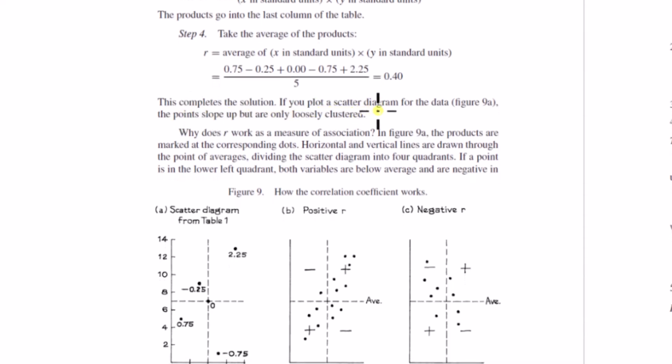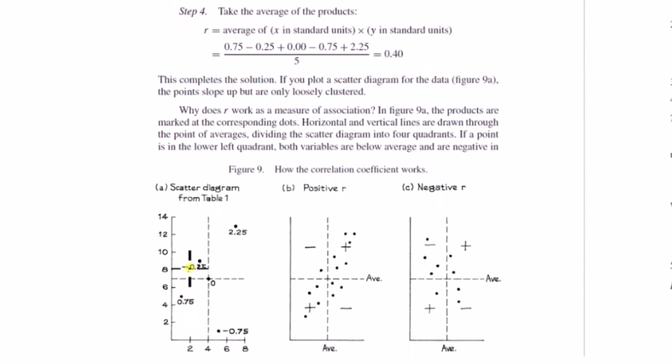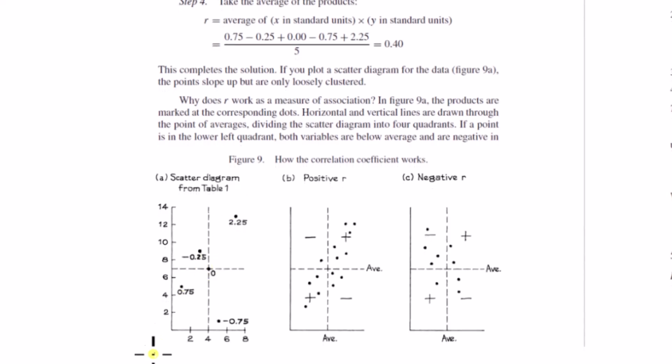If you plot a scatter diagram for the data, the points slope up but are only loosely clustered. So with 0.40, it's an upward slope. Here are the points. They slope up, but it's a loose clustering, right? If we think about a line, something like this, maybe that would be the SD line. These are clustered pretty nicely, but this one's way off. And since there are only 4 data points, this can really pull down the correlation coefficient.